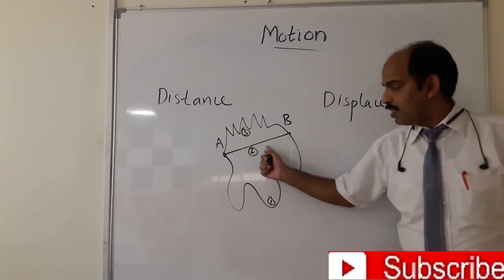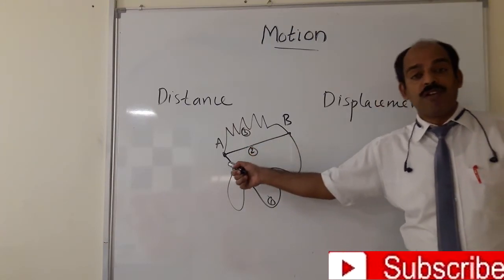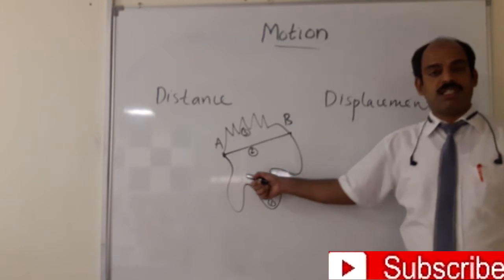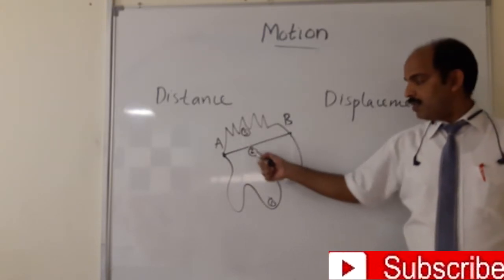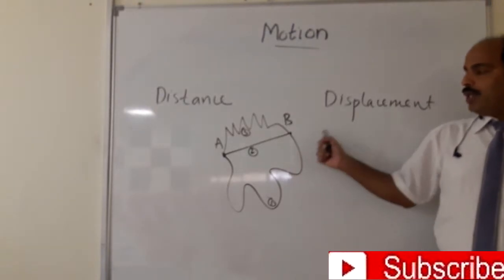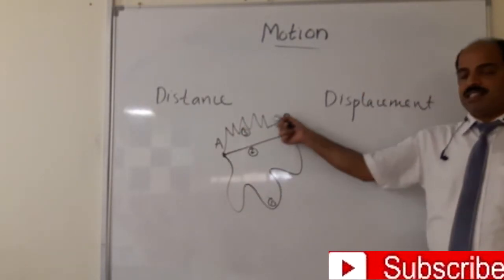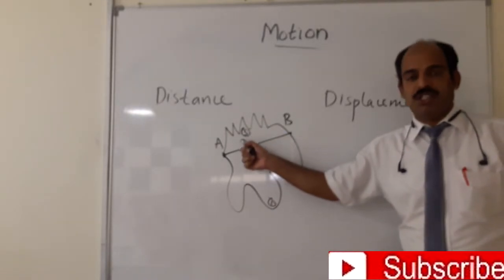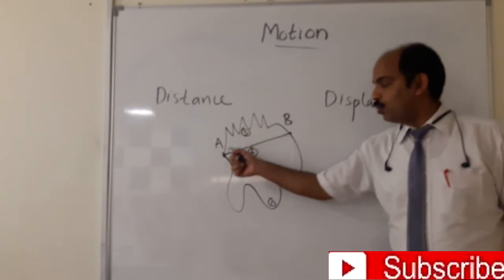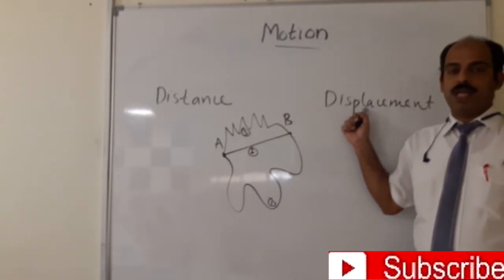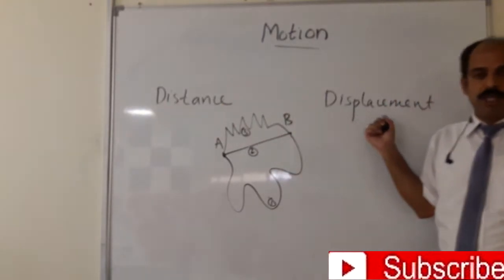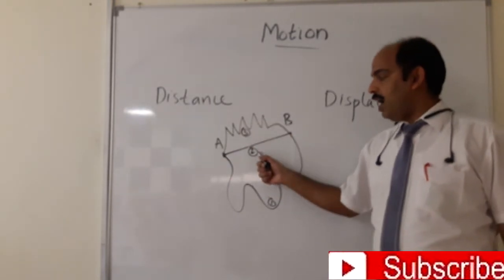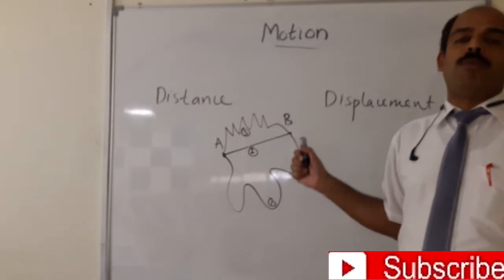Why? Because if you are choosing the second one, you will reach point B very fast, right? That means this is the shortest way. Among these, it is the shortest way, okay? So all these paths 1, 2, 3 are the distance, okay? And the path 2 is the displacement. Then what is distance and what is displacement? So distance is the actual path covered by the object, right?